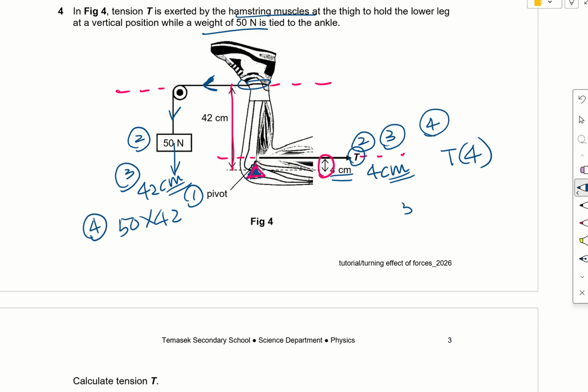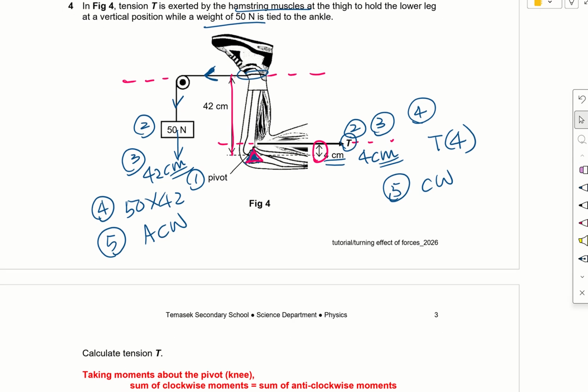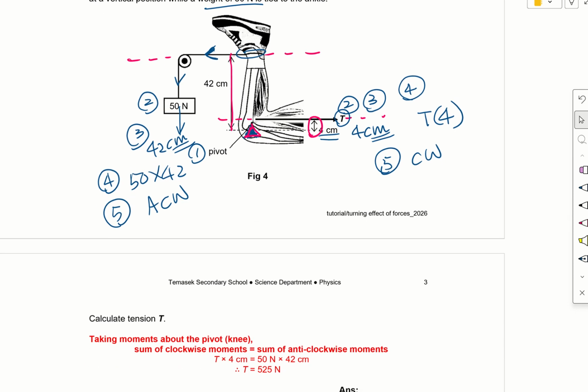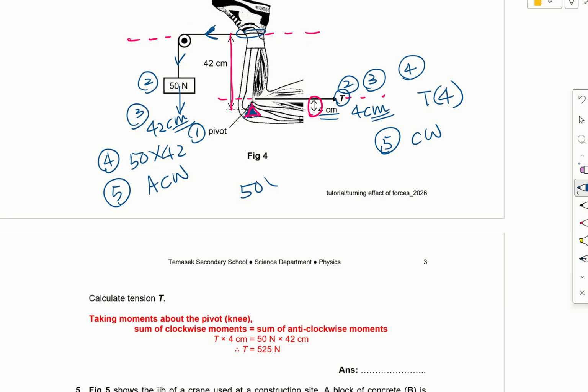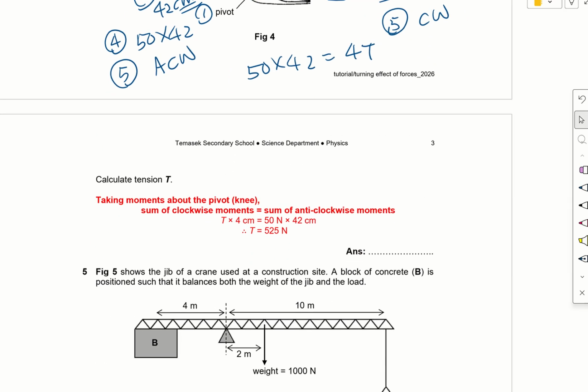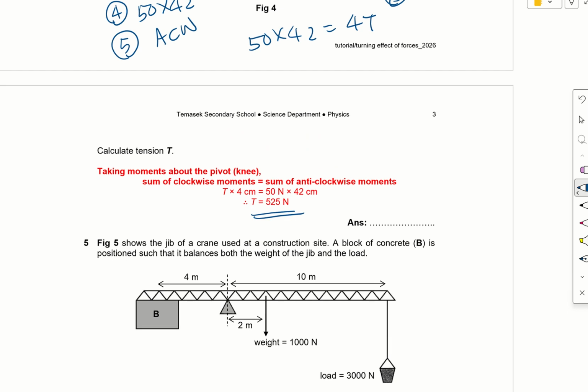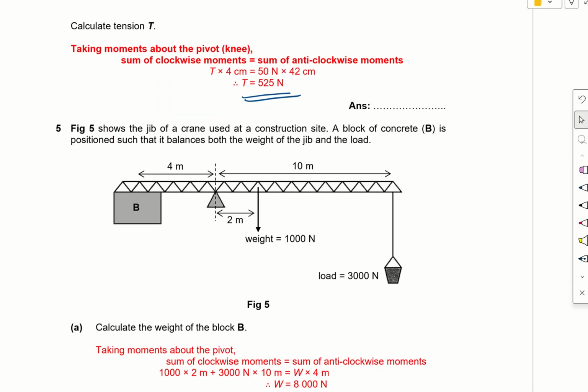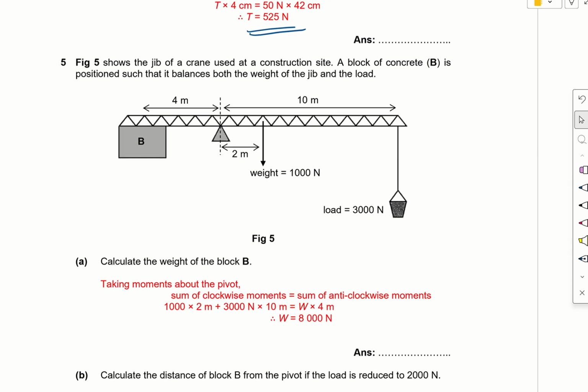Okay, step 5, let us find the direction. So this one will be clockwise. For this one it will be anti-clockwise, for the 50 by 42. Then let's assign sum of clockwise equals sum of anti-clockwise. So 50 times 42 equals 4T. Therefore, your answer should be 525. Okay. So if you follow the 6 steps systematically, it is quite simple.